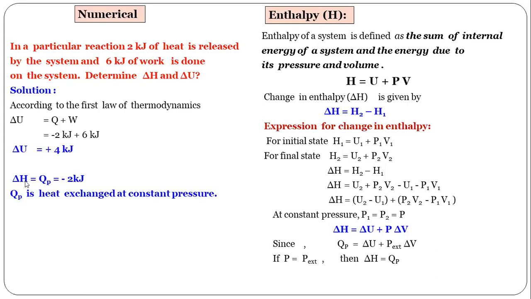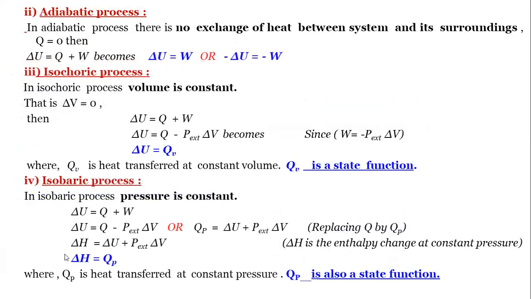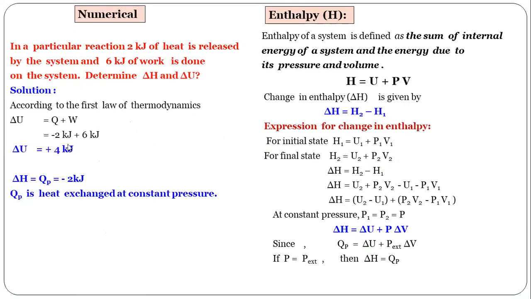Then we already have this relation, delta H is equal to QP, which we just discussed here. In case of isobaric process, delta H is equal to QP. So it will be minus 2 kilojoule, because delta H is the change in enthalpy at constant pressure. Here, in a particular reaction, 2 kilojoule of heat is released, means we are removing the heat from the system. So here, QP is the heat exchange at constant pressure. It is a very simple numerical. Such types of numericals are not asked for the examination, but for understanding purposes it is given as an example on the first law of thermodynamics, that's why it is given.